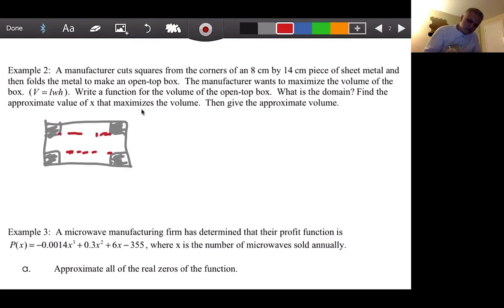Okay. See if I can, there we go. All right. And they fold this up and they fold this up.